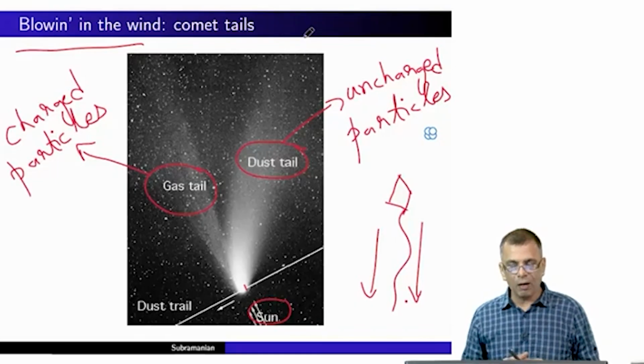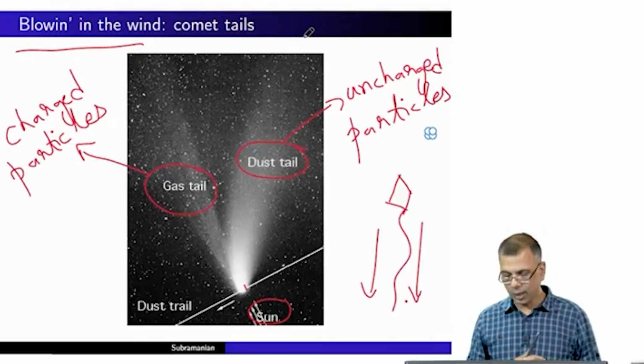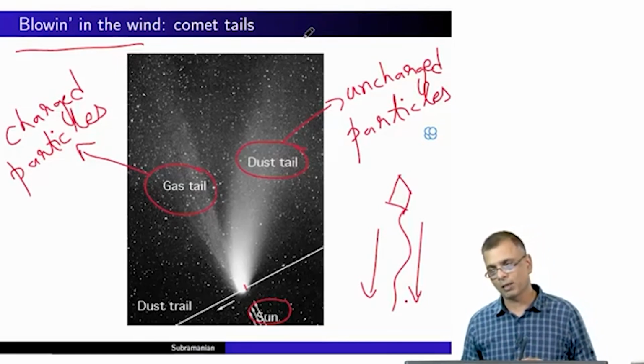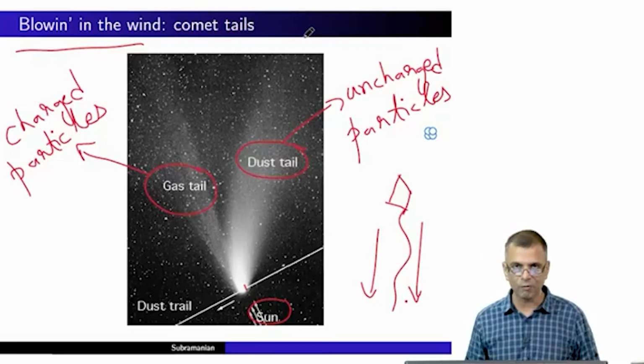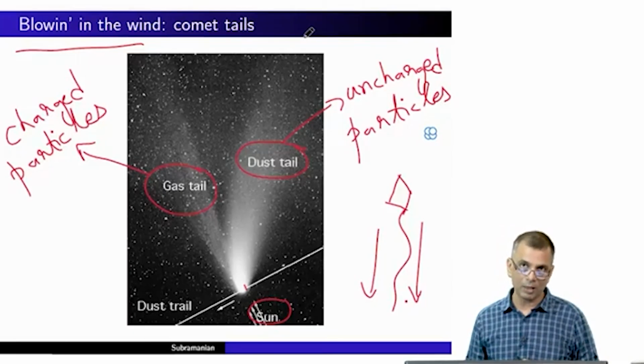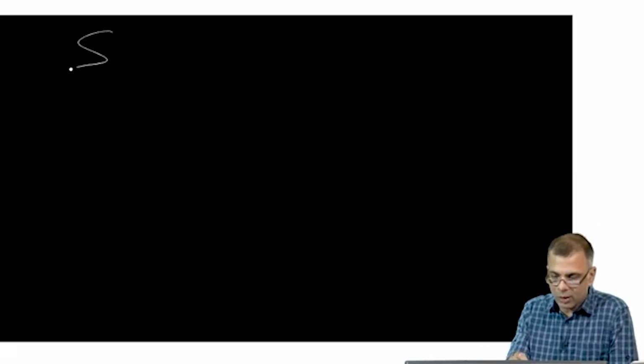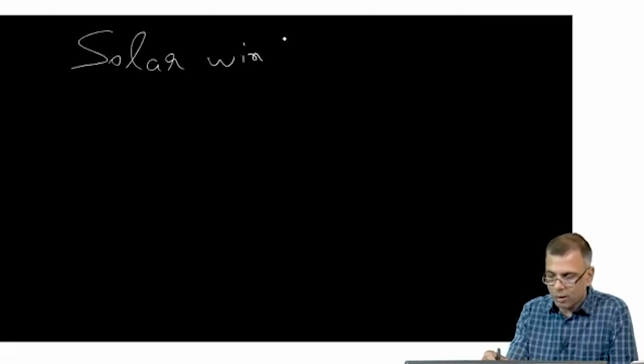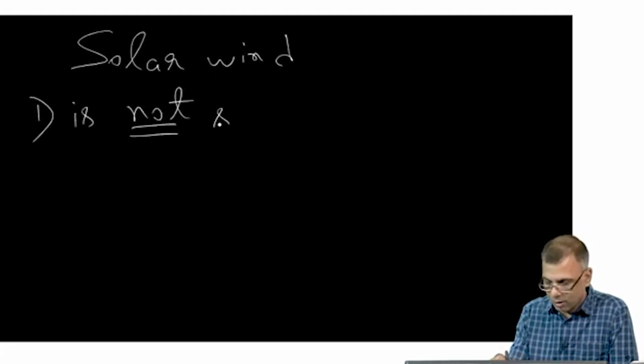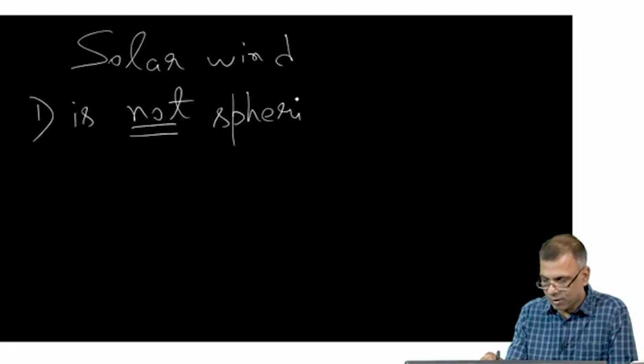All right, so this is one thing, but I do not want to leave you with the impression that the solar wind problem is completely solved. Far from it, actually. There are a few other complications to the solar wind problem. It is like this. The solar wind is not spherically symmetric.